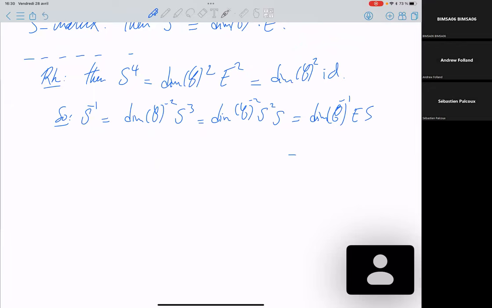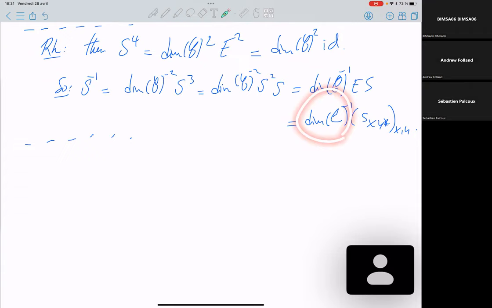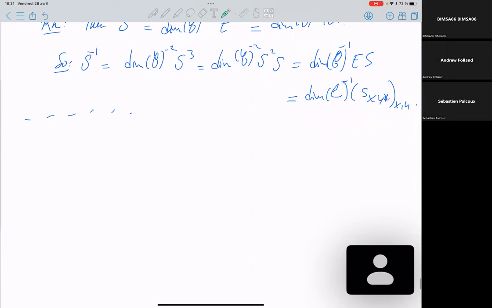Then you apply ES. This is just this with these entries. You replace Y by Y star. So the inverse of S is the inverse of the categorical dimension, and you replace Y by Y star in the entry.